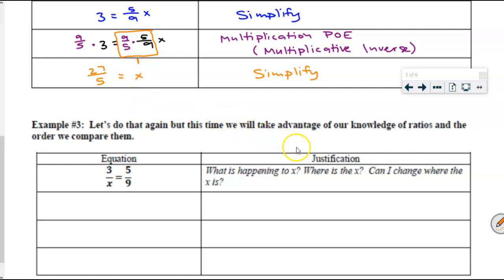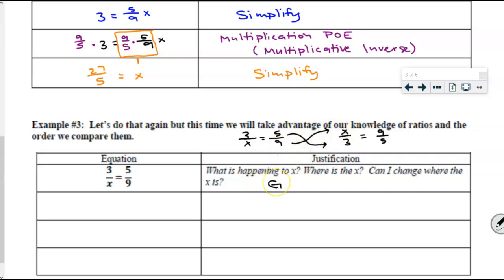But we're going to take advantage of our knowledge of ratios and the order that we compare them. Specifically, when I have 3 over x is equal to 5/9, in our last lesson, I had you spend all the lesson flipping it to its reciprocal, right? 3 over x is equal to 5 over 9 can be flipped to x over 3 is equal to 9/5. That's why we spent a whole day going over that, so that we can take advantage of this property. So we're doing it again, but this time we're going to take advantage of our knowledge of ratios and the order we compare them, flipping them when we want to.